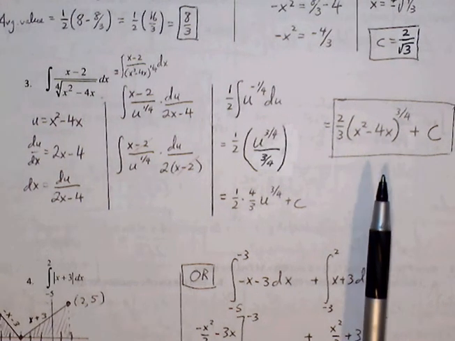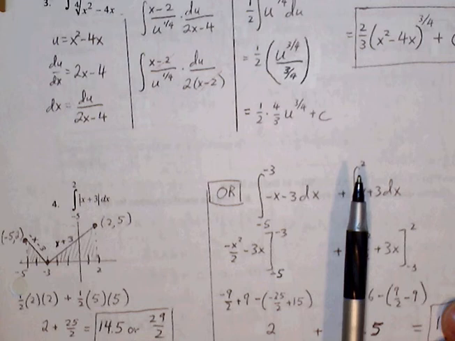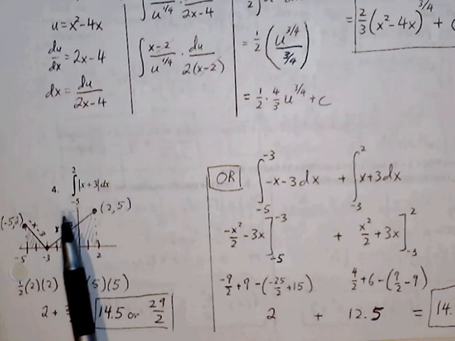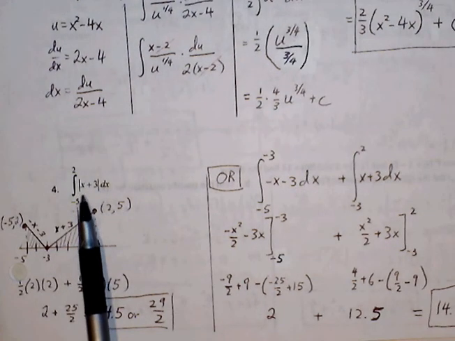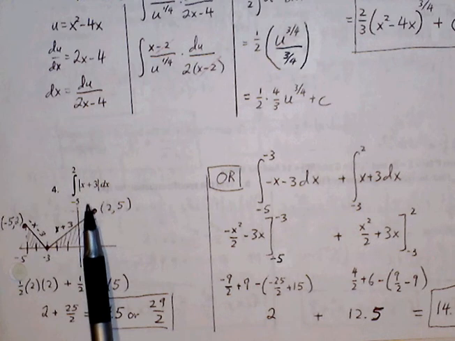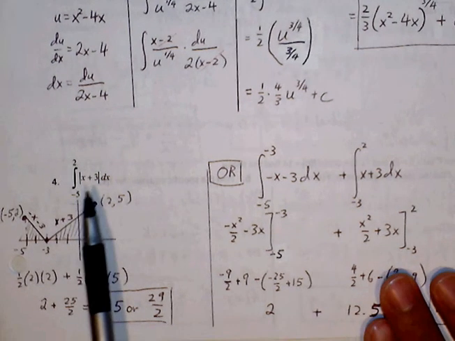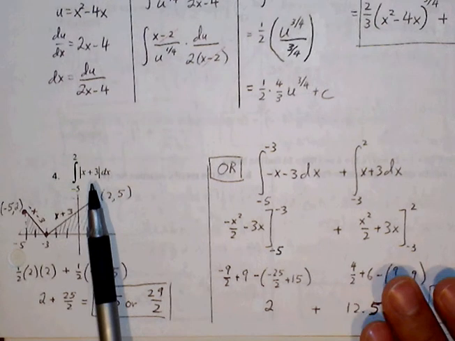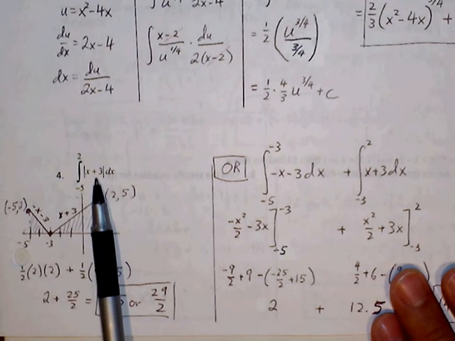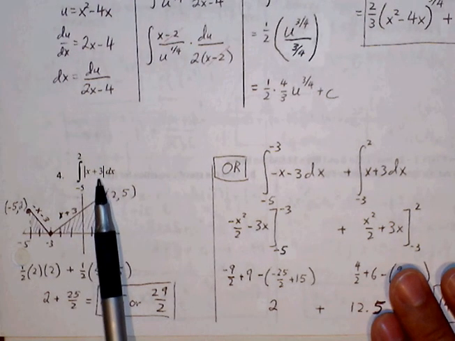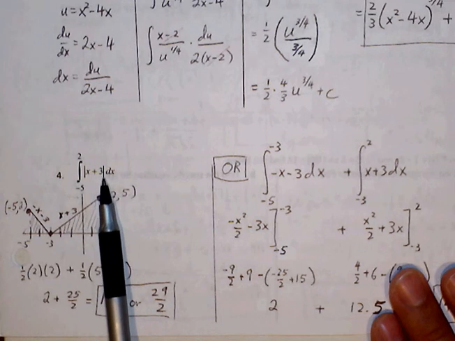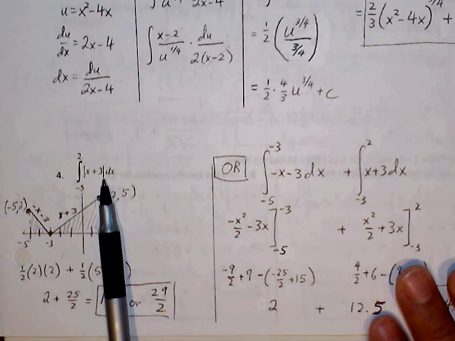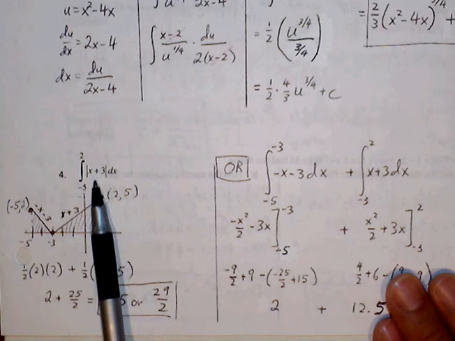All right, number 4. Definite integral of the absolute value of x plus 3 from negative 5 to 2. So we know it's best if we can draw this out, that we draw the triangles, and then we're simply going to add the areas of the triangles together. So for x plus 3, we know the vertex is at negative 3, 0.